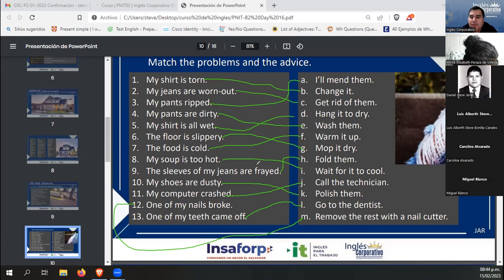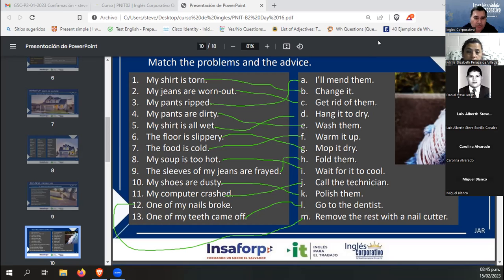Worn out, desgastado. Cuando ya no se puede usar porque va, por ejemplo, en la entrepierna ya tiene un gran hoyo. Están rotos. Ya se gastaron. Entonces, they are worn out. My jeans are worn out. Get rid of them. Bótalos. Deshazte de ellos. So, torn, worn out, ripped, dirty.